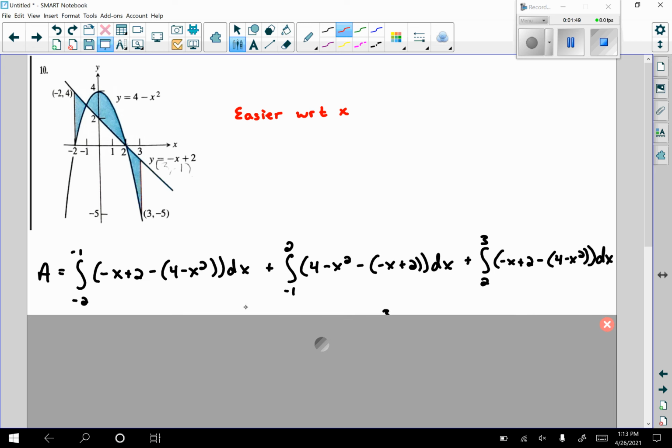But our first integral goes from x equals -2 to x equals -1. Our line is the top curve. Our parabola is our bottom curve. So we have -x plus 2 minus the quantity 4 minus x squared, again, as x goes from -2 to -1.